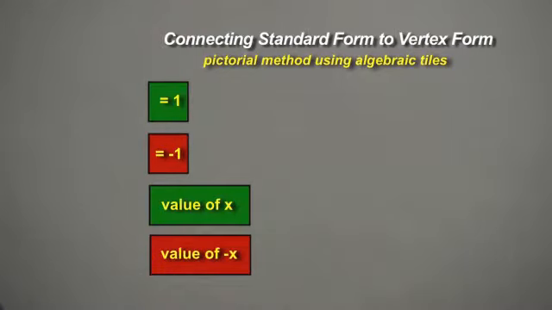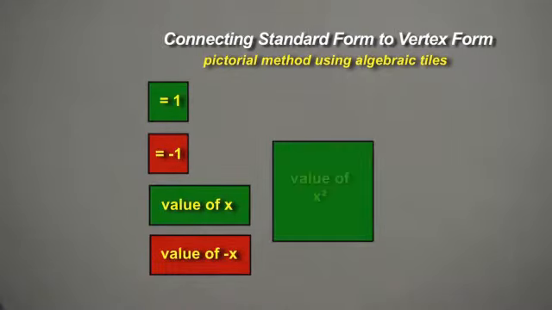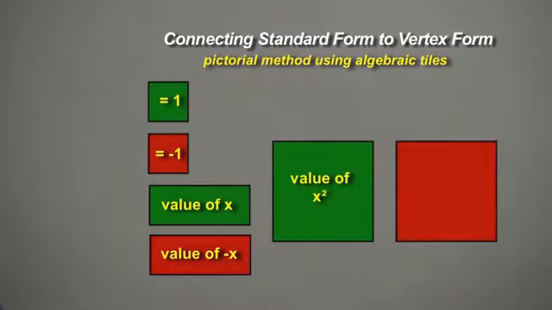Then there's the square given as this. Its area is x squared. It has a height x and a width x, so x times x equals x squared. And then its negative is this red square. Its height is x and its width is x, but it's negative, so it's going to be negative x squared.